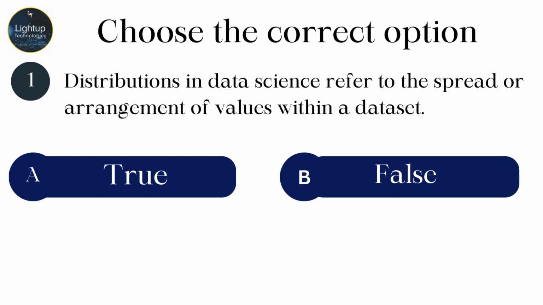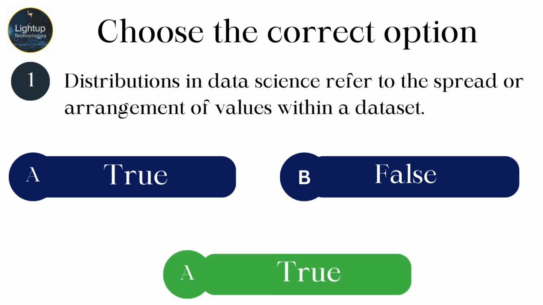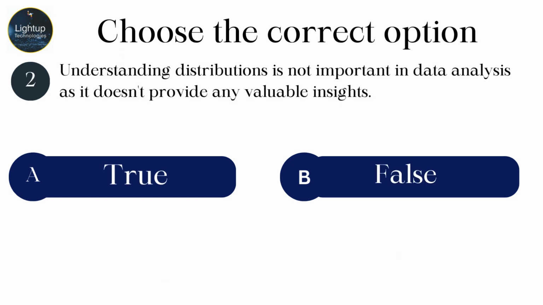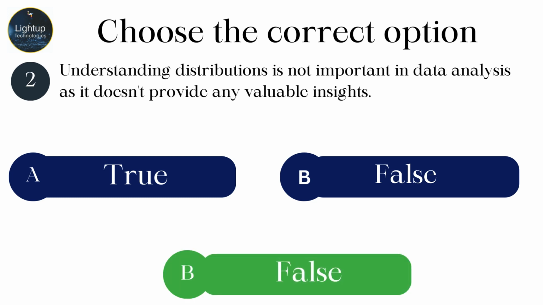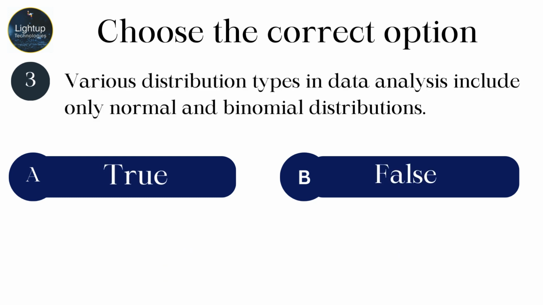Distributions in data science refer to the spread or arrangement of values within a dataset. Understanding distributions is not important in data analysis as it doesn't provide any valuable insights. Various distribution types in data analysis include only normal and binomial distributions.